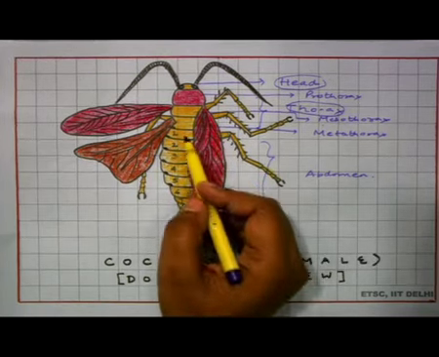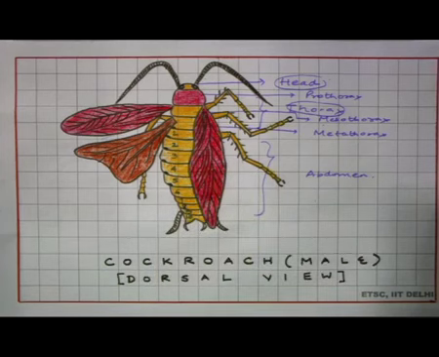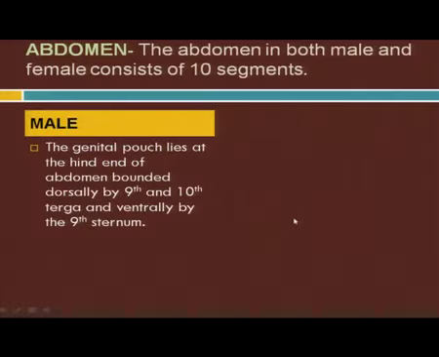I told you that there are 10 segments in the abdomen of a cockroach, both male and female. Let us learn about the abdomen in male and the abdomen in female. In male, the genital pouch lies at the hind end of the abdomen, bounded dorsally by the 9th and 10th terga and ventrally by the 9th sternum. I hope by now you know what we mean by terga and sternum, right.